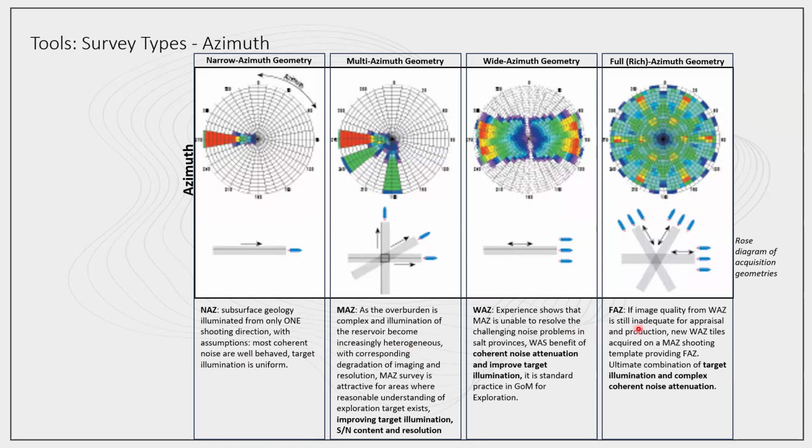Across the four of them, the main target is improved target illumination, signal to noise ratio content, and resolution. How to enhance illumination, and how to enhance the signal to noise ratio, and how to make the resolution much better. The selection of that, it will be discussed more detailed in our detailed course.